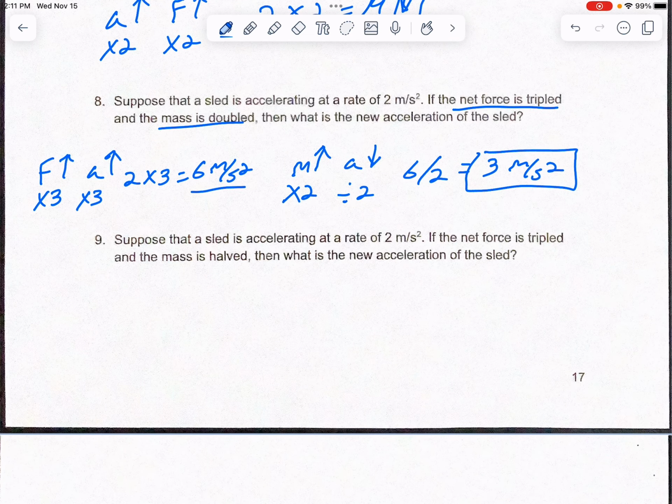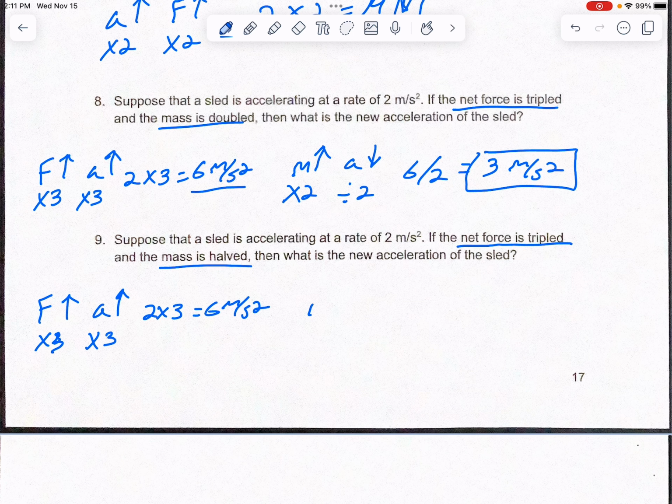Number 9, suppose that a sled is, so same sled, if the net force is tripled, let's just worry about that. If force goes up by 3, acceleration is going to go up as well by 3. So 2 times 3 gives me 6. Now my mass is halved. So mass went down, it divided by 2. That means acceleration is going to do the opposite. So A is going to go up by 2, so we're just going to double. So take that 6 we just found, 6 times 2, and I get 12 meters per second squared.